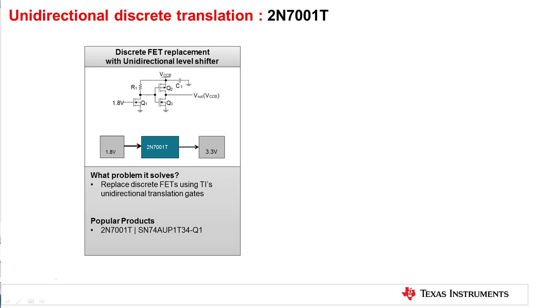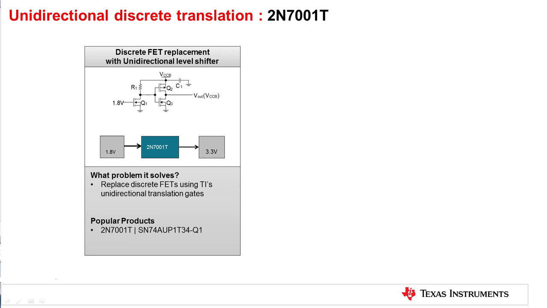We are coming up with a new device sampling from first half of 2018 called the 2N7001T. This is a single-channel unidirectional translation device with dual voltage supplies operating from 1.8 to 3.3 volts. This offers a convenient option to replace the discrete FETs, which is used in conjunction with the additional pull-up resistors for up or down translation.